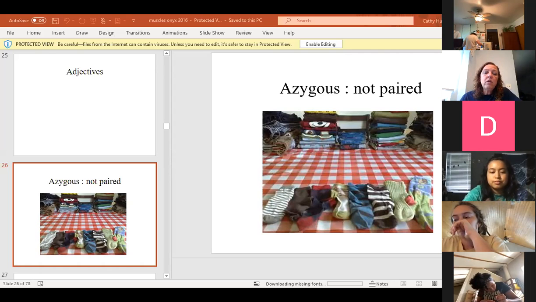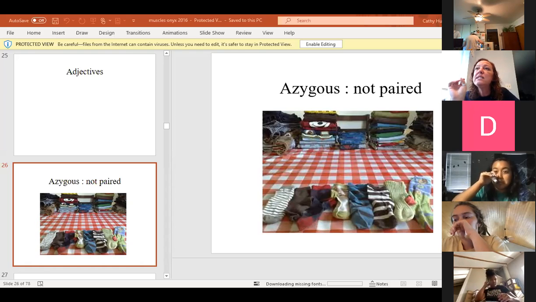Gracilis means slender. Here we have a gracilis muscle in the upper leg. And I remember this because it sounds like graceful. And I remember that a ballerina is very, very, oh, it's frozen on azygous.